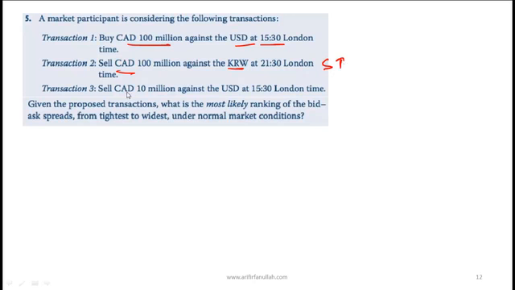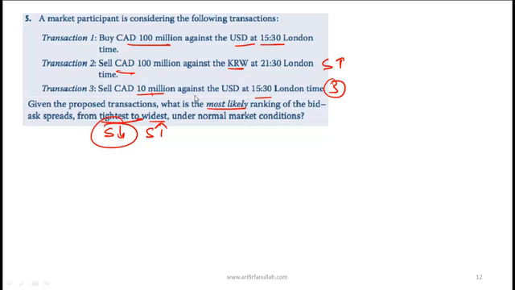And then finally, Canadian dollar to USD at the same time, but the transaction amount is low compared to transaction 1. Given the proposed transactions, what is the most likely ranking of the bid-ask spread from tightest to widest? Tight means that the spread is low, wide means that the spread is high under normal market conditions. So where will you have the tightest spread? The tightest spread will be transaction 3 because of 3 reasons.